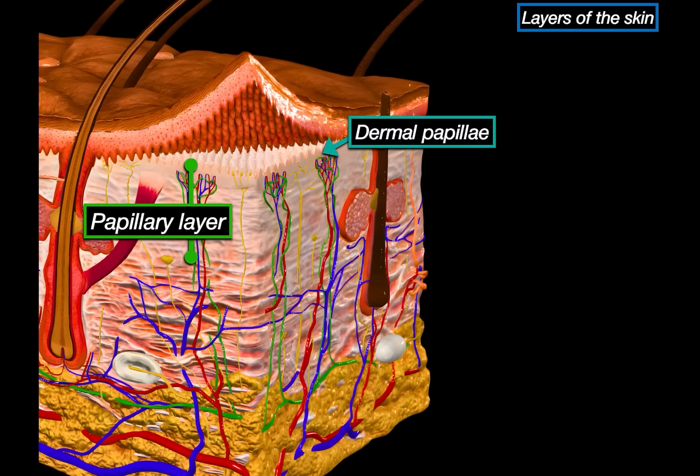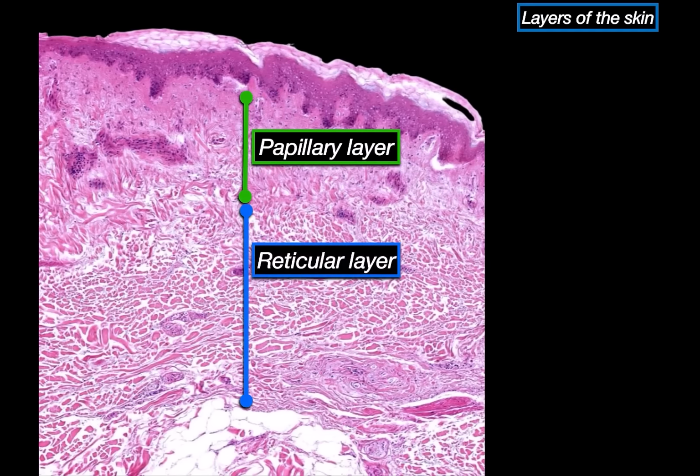Inside these papillae, you find capillary loops that supply oxygen and nutrition to the avascular epidermis, and you often find Meissner's corpuscles and other touch receptors here as well. So this layer is important for both nourishing the epidermis and for creating a fine surface pattern and tactile sensitivity of the skin. Deeper down is the reticular layer.